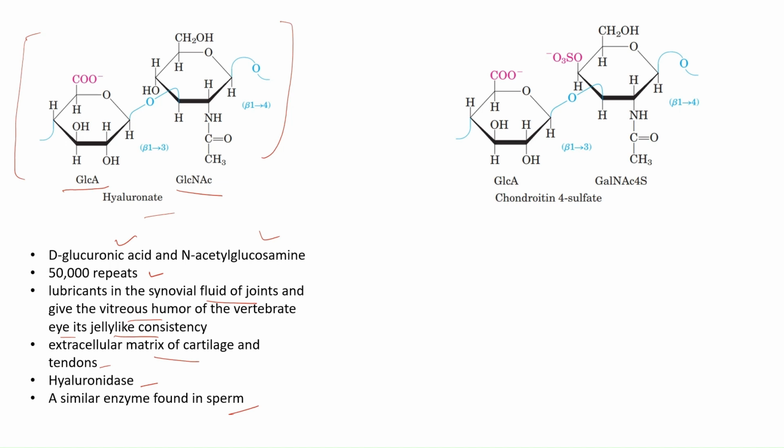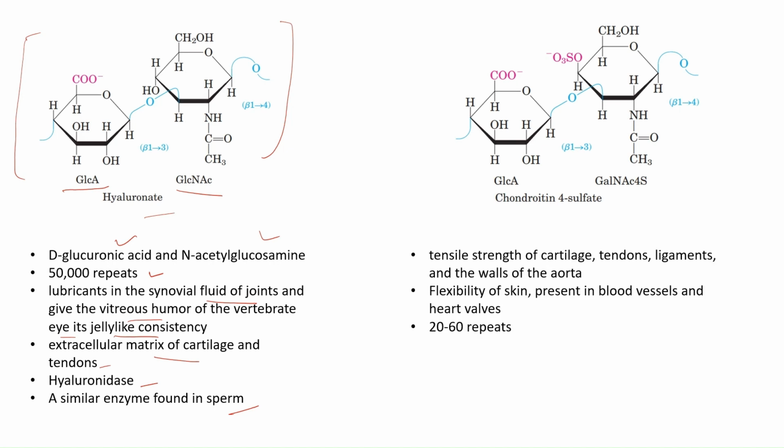Next is chondroitin 4-sulfate. It provides tensile strength to cartilage, tendons, ligaments, and the wall of the aorta. Because of this glycosaminoglycan, our skin is flexible. It is also found in blood vessels and heart valves. In chondroitin 4-sulfate, the disaccharide is repeated 20 to 60 times. And what are those disaccharides? Glucuronic acid and N-acetylgalactosamine 4-sulfate. That means in the fourth position, a sulfate is present, the negative charge.